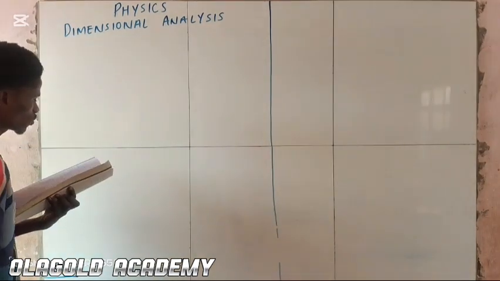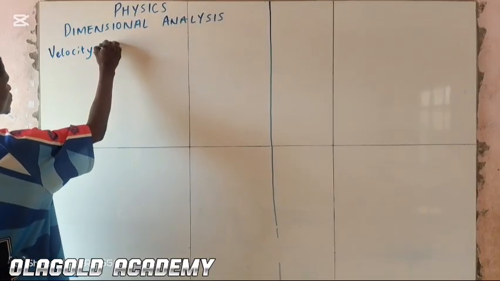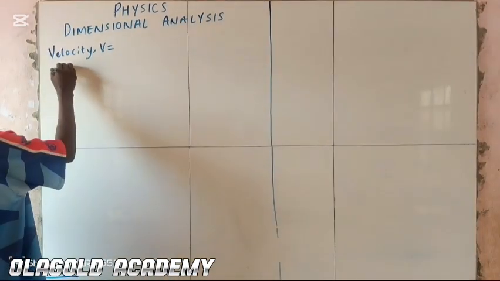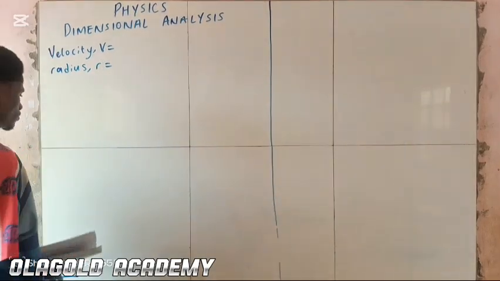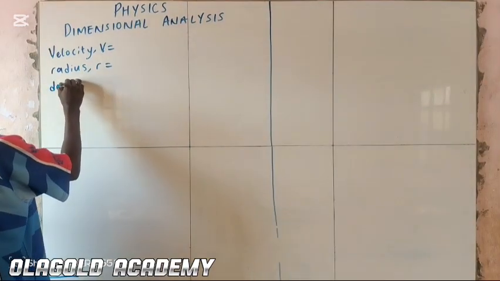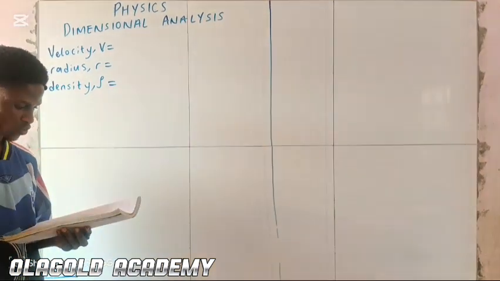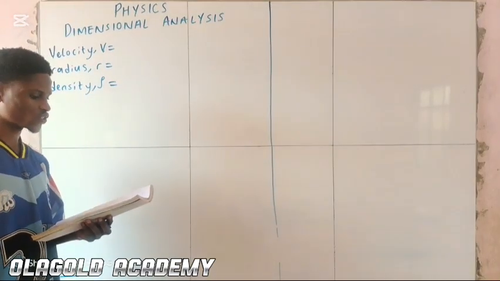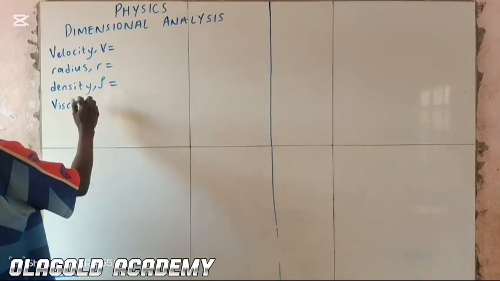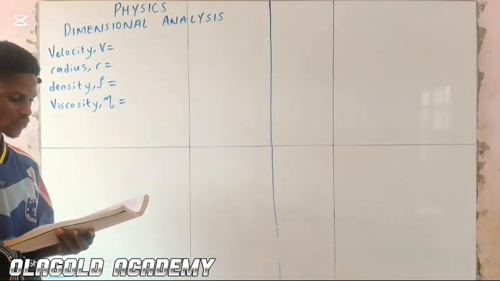So from the question, we are given velocity V, we're also given radius as r, we're also given density, which is rho, and we're also given the coefficient of viscosity, which is eta. Alright, I think that's all.